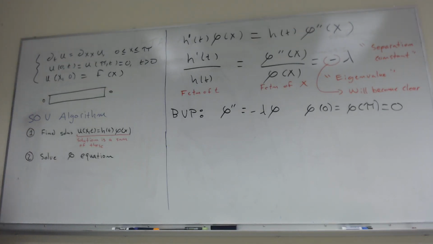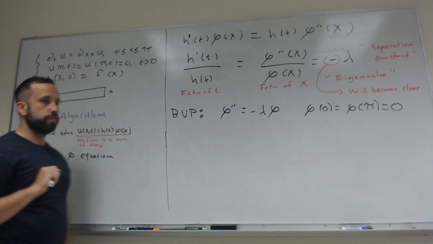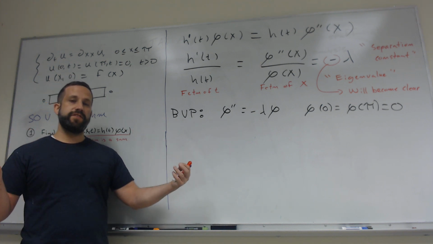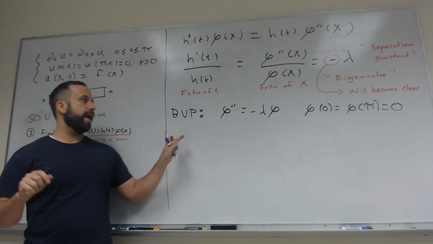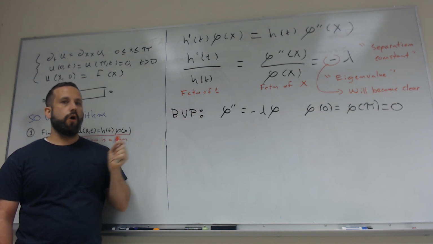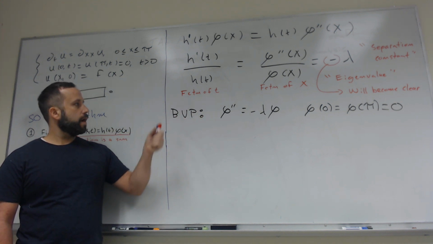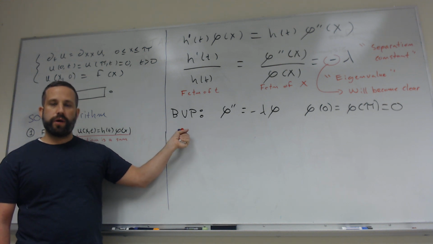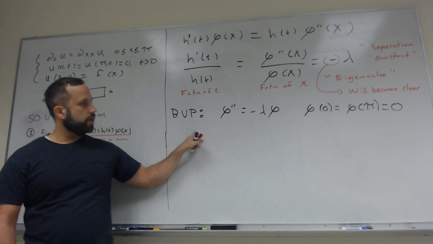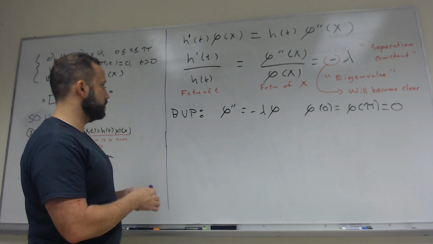So this is a boundary value problem. It is a much different problem than an initial value problem. If you remember an initial value problem from your ordinary differential equations class, you were given maybe phi of 0 and phi prime of 0, and then you wanted to solve this equation. Initial value problems always have a unique solution. Boundary value problems do not always have a solution, and when they have a solution, it's not going to be unique.